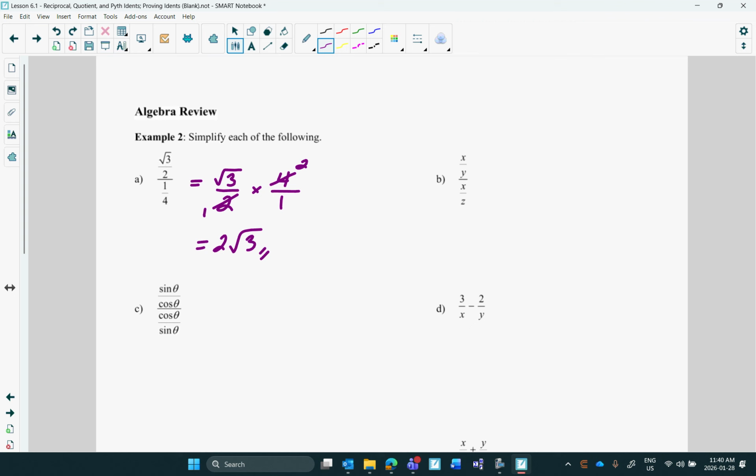You do the same thing if they were variables. Change it to multiplication. Do any canceling, the x's cancel. And I'm left with z over y.